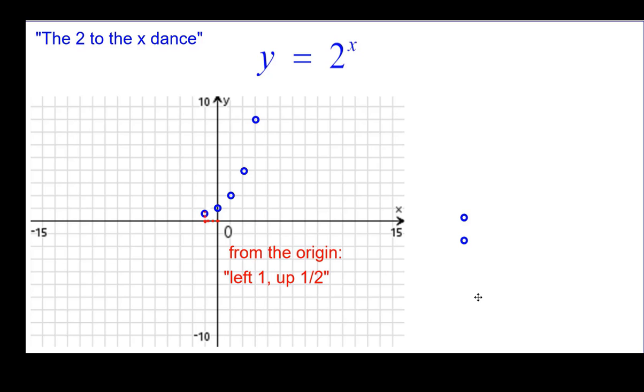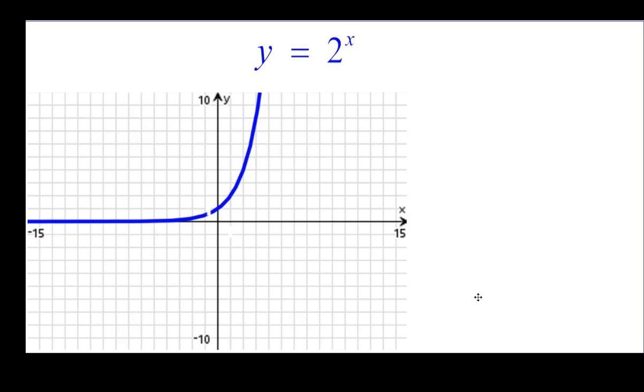If we go to the left 1, it's going to be up 1/2, because 2 to the negative 1 is 1 over 2, which is 1/2. Left 2 up 1/4, 2 to the negative 2 is 1/4, 1 over 2 squared. And left 3 and up 1/8, 2 to the negative third, 1 over 2 to the positive third, which is 1 over 8. Connecting the points, and we get this beautiful looking 2 to the x curve.